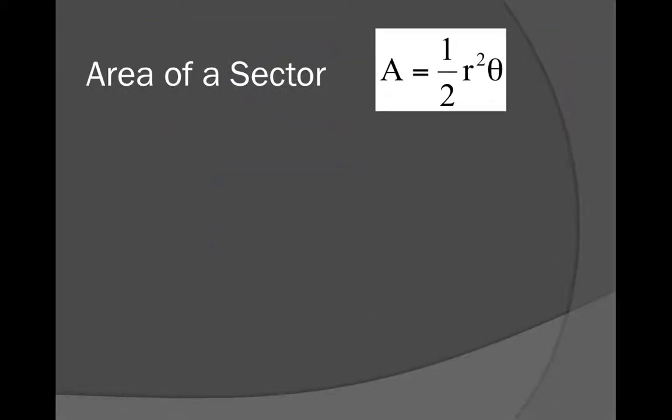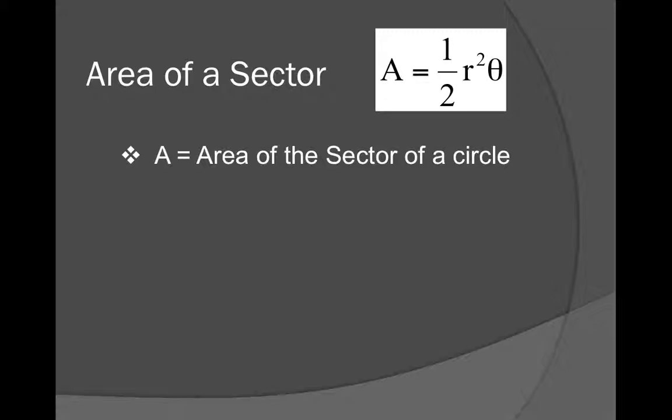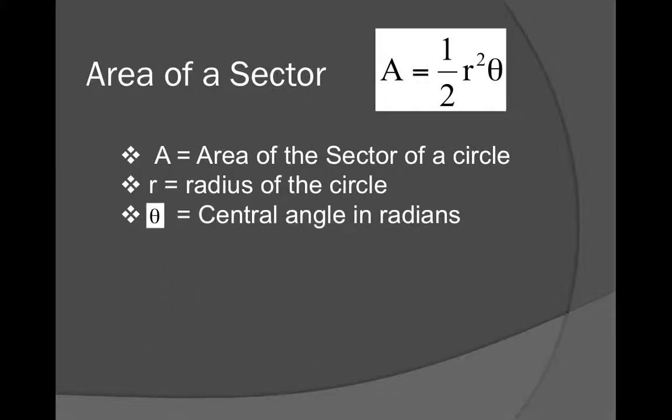All right, now let's look at the area of a sector. Here is the formula for the area of a sector. The area of a sector is 1/2 the radius squared times theta. A here stands for the area of the sector of the circle, r is the radius of the circle, and theta is the central angle. And this central angle must be measured in radian.